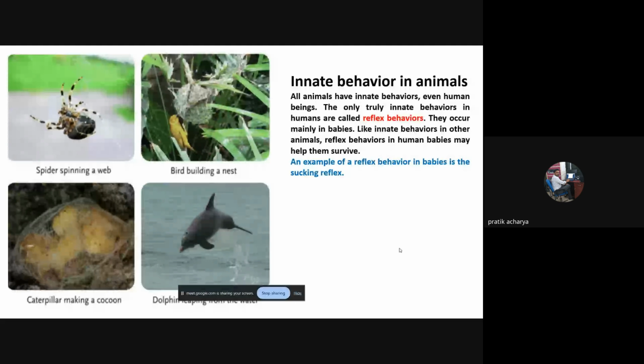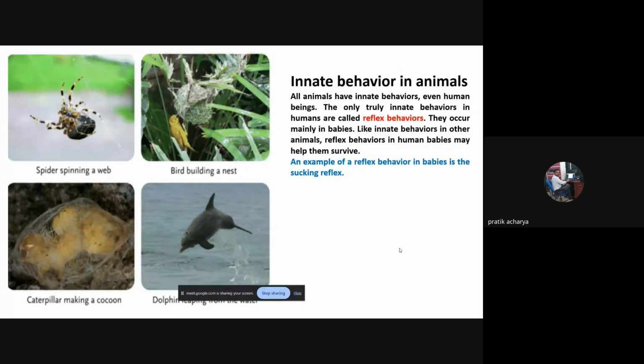So here an explanation is there. All animals have innate behavior. Even human beings. The only truly innate behavior in humans are reflex behavior. So many reflex actions are there. When a certain moving object comes to our eye, either in adult form or in young one, both of them start blinking or closing the eye in response to the moving object. That is the innate behavior we are showing. That is the reflex. So reflex is a very good example of innate behavior.